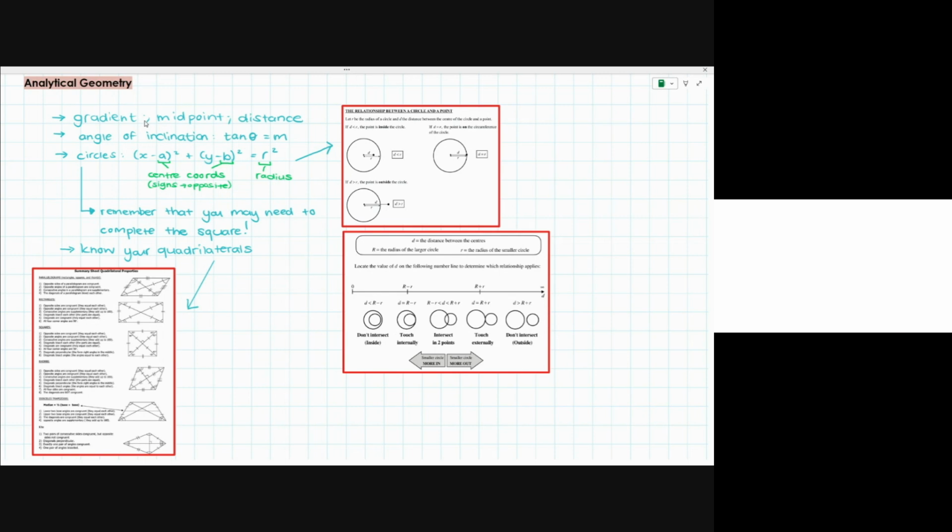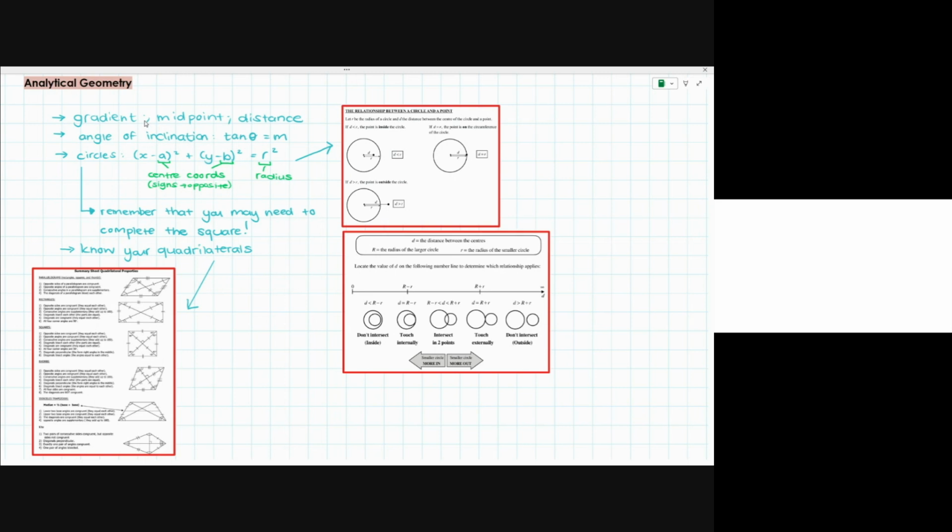Circles is the newer thing. The gradient, midpoint, and distance formulas you've been doing since grade 10. Circles is new, and maybe angle of inclination, but angle of inclination is a grade 11 concept, so it shouldn't be too new. The only thing I will say here is that just remember with circles, sometimes you need to complete the square in order to find the equation. So please know how to complete the square. That's going to be really important.